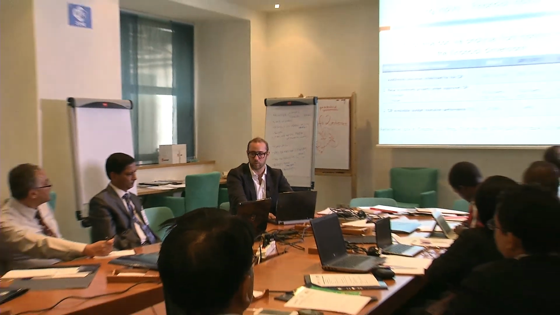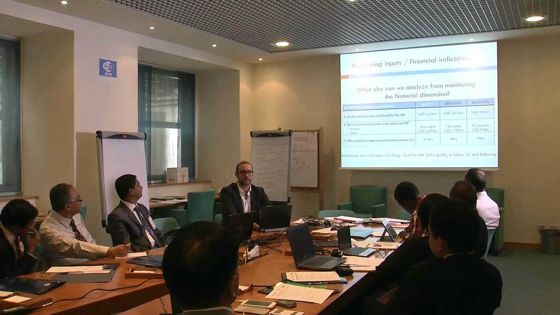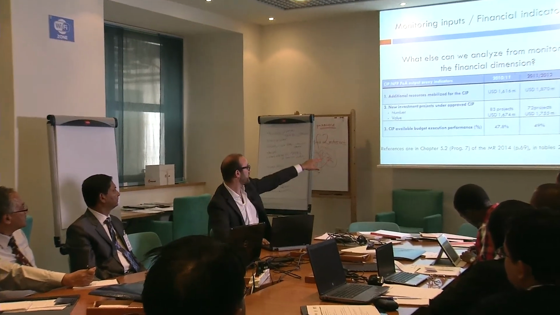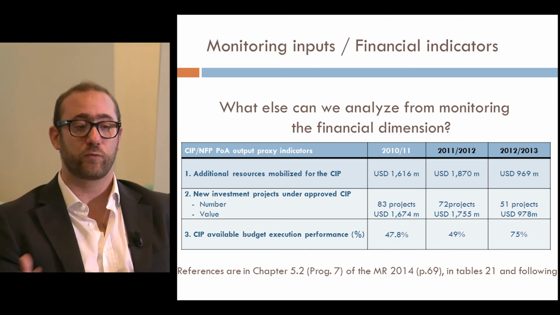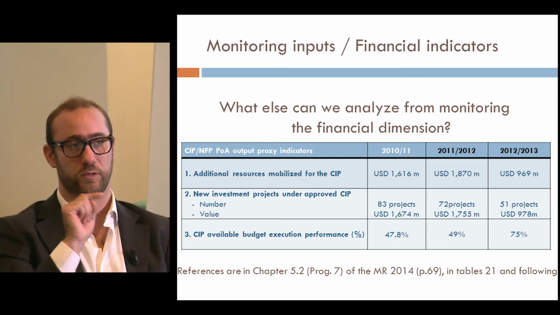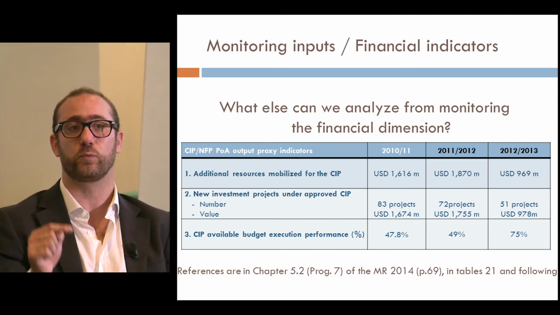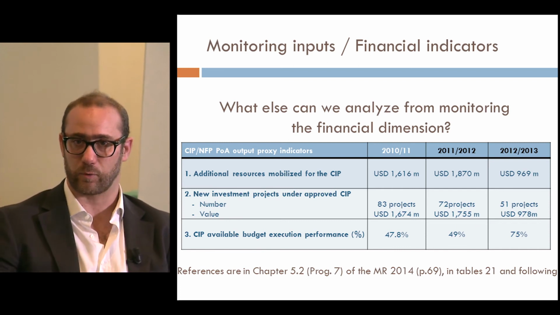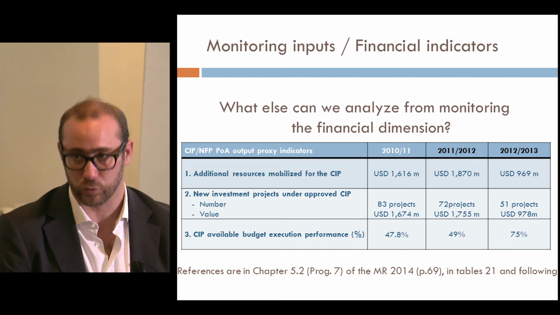We can analyze also other elements. As I said, we can analyze also the budget execution performance, so to what extent we are spending what we were supposed to spend. It is the bottom line, the third indicator. It measures every year how much are we spending of what we plan to spend. If the indicator shows less than 100%, it means that we are doing less than what we should do. So it means that the process of delivery needs to be improved.